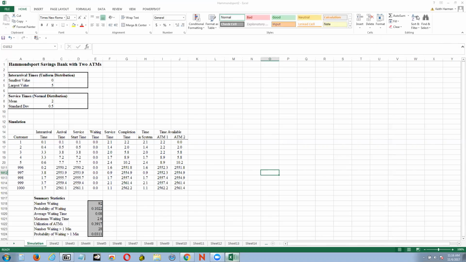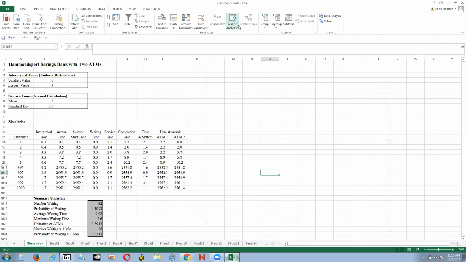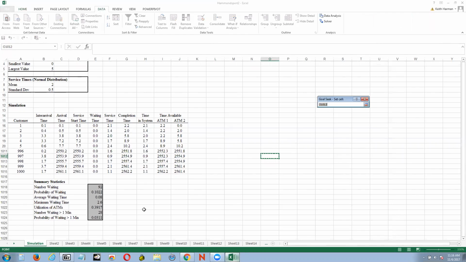We'll experiment a little bit here for just a minute. We'll click on data, and I'm going to do what-if analysis, and I'm going to do GoalSeek. I'm going to set the probability of waiting, which right now is 0.1022. Let's say I want to do a 10% improvement, so I'm going to set it to 0.93, I guess, by changing the cell, the mean service time. So I'm going to go there and do the mean service.